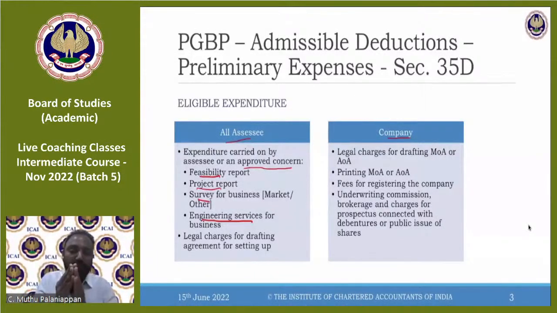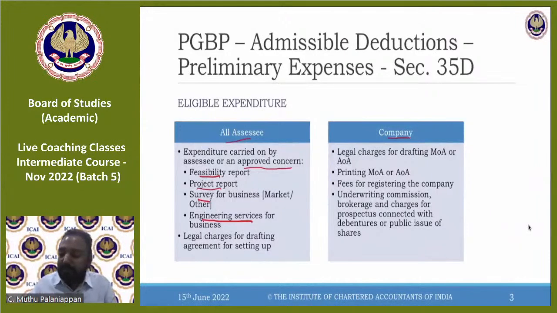So everything, if you see, is related to setting up. You call it feasibility, you call it project report, you call it survey, you call it engineering services. All of these are related to setting up. So these are the things which must be spent either by the assessee or by an approved concern.